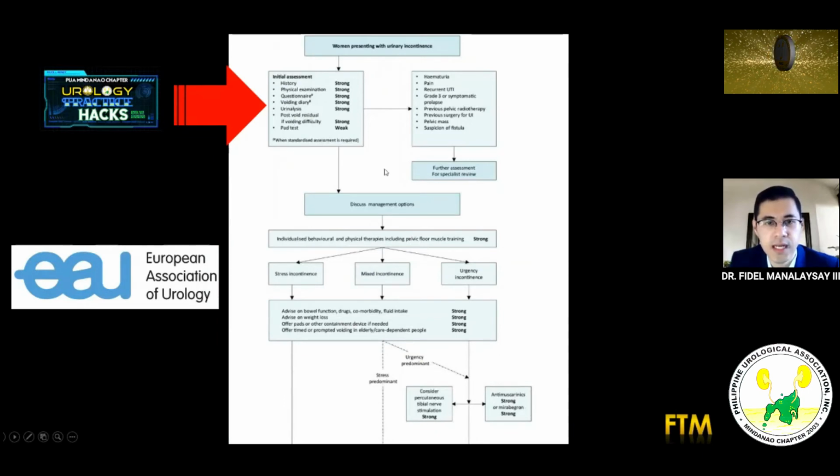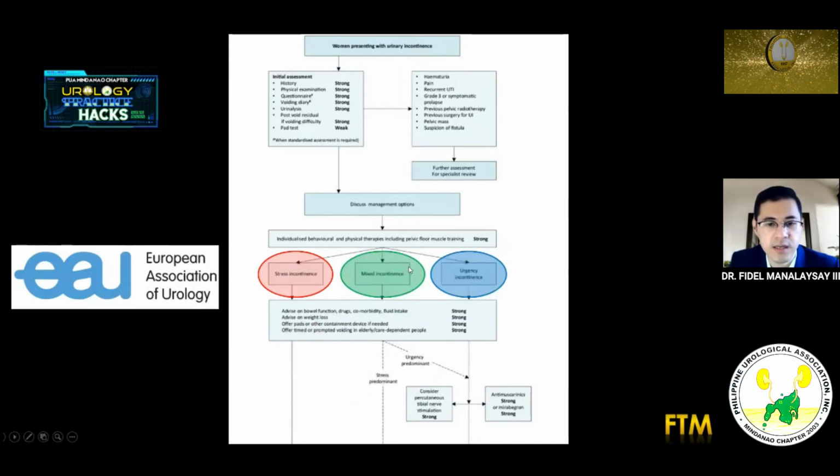After which, we discuss management options with the patient, and then we differentiate the patient as having either stress, mixed, or urgency incontinence. But regardless of whether it is stress, mixed, or urgency incontinence, it is strongly recommended that we start behavioral treatment and pelvic floor treatment, which includes pelvic floor muscle training.